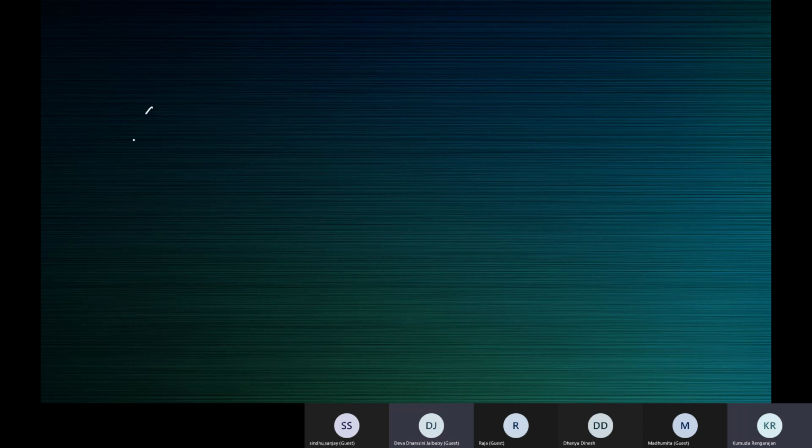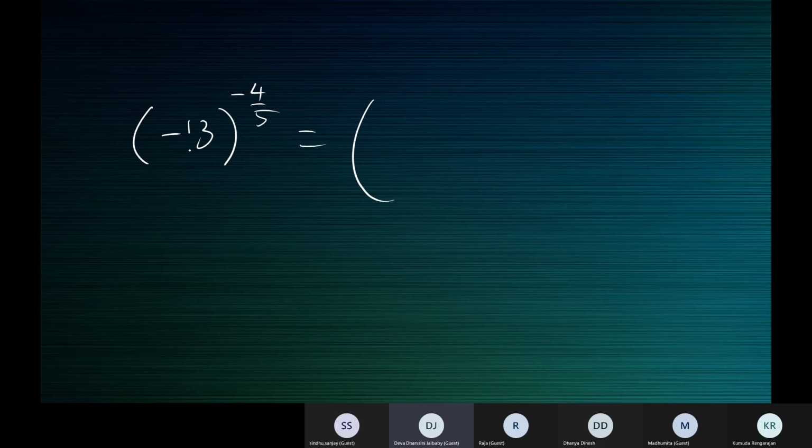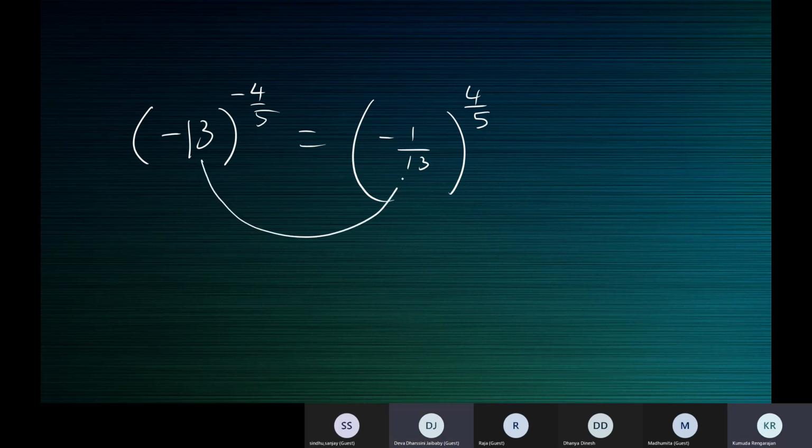I can understand, ma'am. Please try this one, Devadarshini. Ma'am, for both the methods or for one method, ma'am? For equivalent, there is only one method. Okay, ma'am. In the base, minus 1 by 13, ma'am. Correct. And in the power, 4 by 5, ma'am. Very good. That's all. When you do both the changes, now we have written the equivalent. These two expressions are equal.